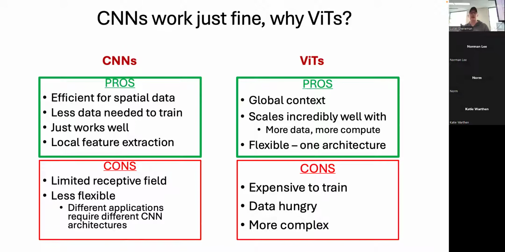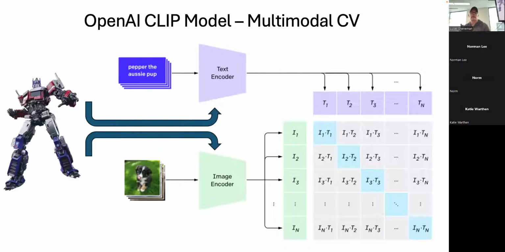Vision transformers are aware of the whole image. They scale as transformers do really, really well. And they're flexible. One architecture, like I said, can almost be copy and pasted or cookie cuttered to all sorts of applications. The cons are that they're expensive to train. They're very data hungry. The more data you give them, the better. But sometimes you need to give them a lot of data. And they're a little bit harder to understand, I think, than convolutional neural networks, as we'll dive in.